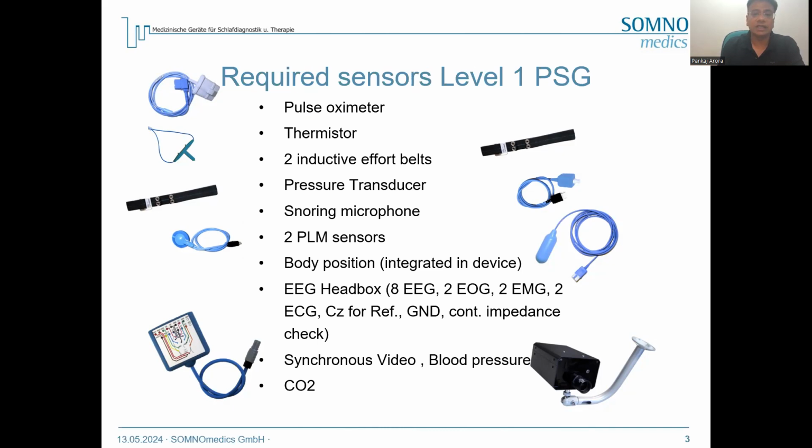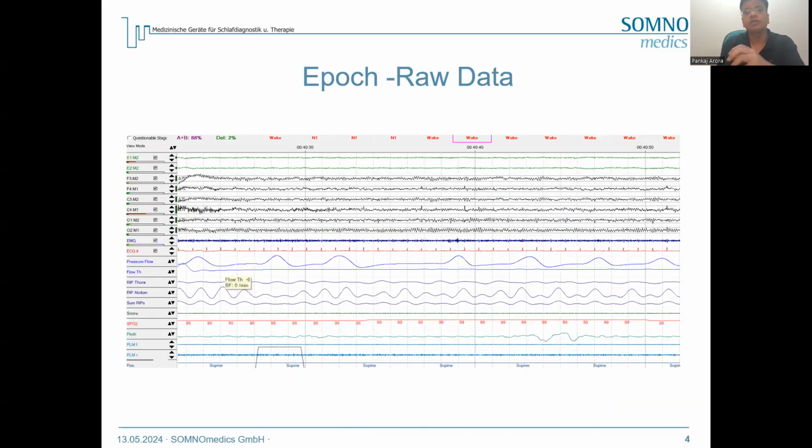You want to have data which will be shown in raw data form, which is called an epoch. But this is only one epoch, where you see a lot of waveforms, and this is only one page. In a whole 7 to 8 hours of study, you get more than 1,000 pages like this. So you need to score and evaluate this data and then comprehend it into a report format, so that it is easy to understand for a patient and for the clinician who has sent you the patient for a sleep study.